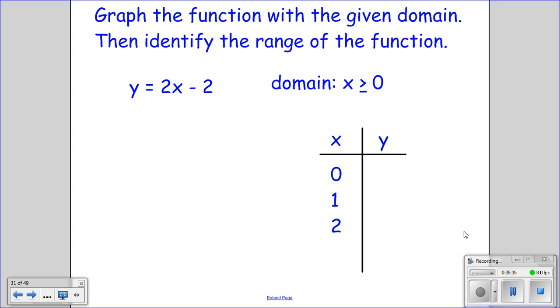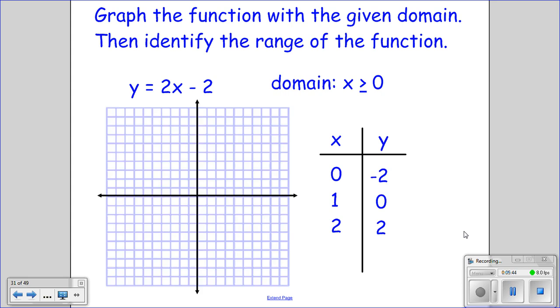So I have x starting at 0 and then getting bigger, so going to 1 and then to 2. I could choose more points, but 3 is enough. When I put 0 in for x, I get -2. When I put 1 in for x, I get 0. And when I put 2 into the equation for x, I get 2. I'm going to plot these 3 coordinates.